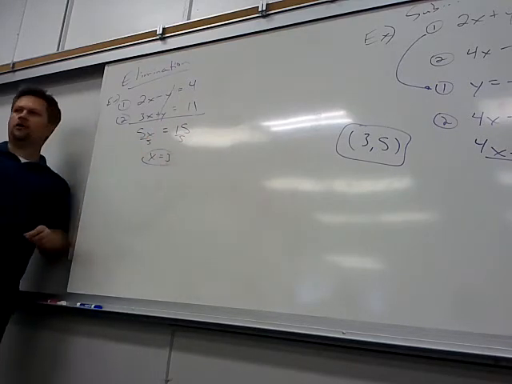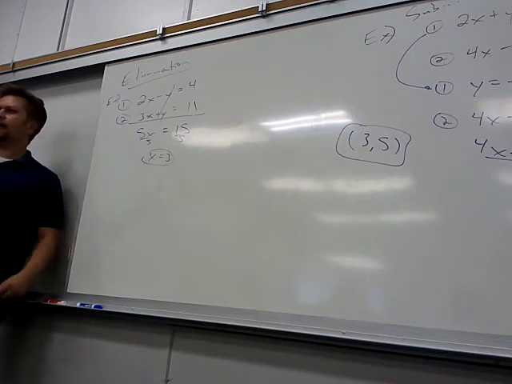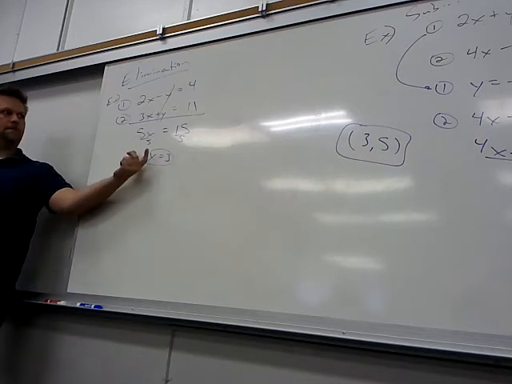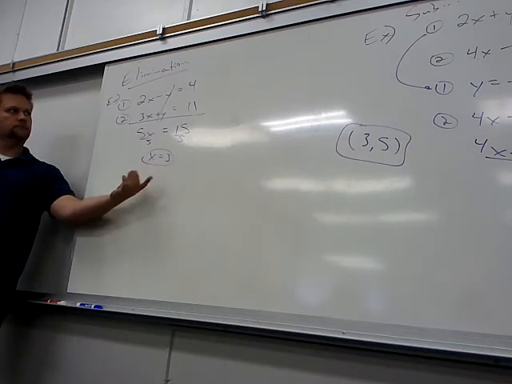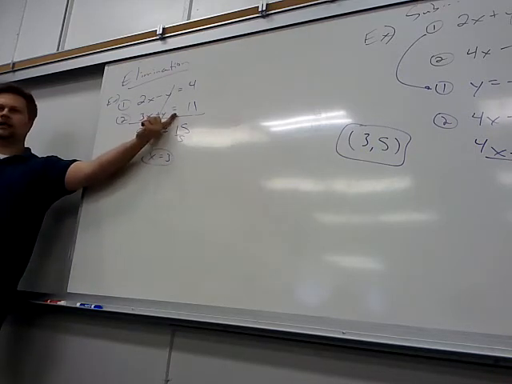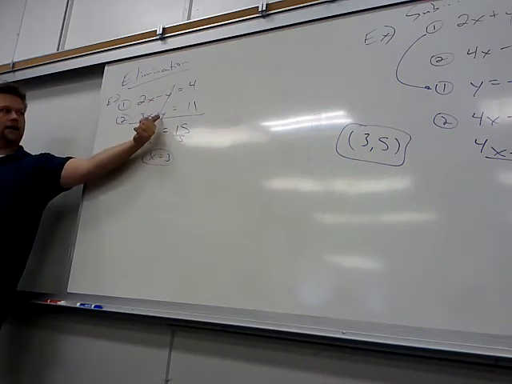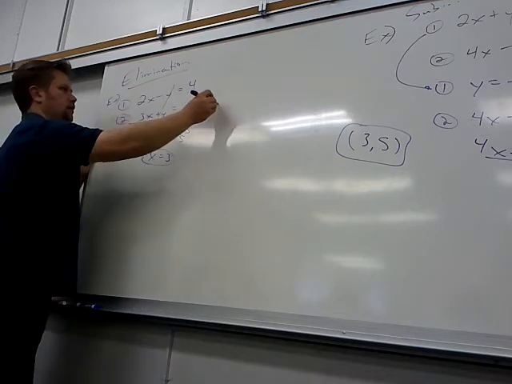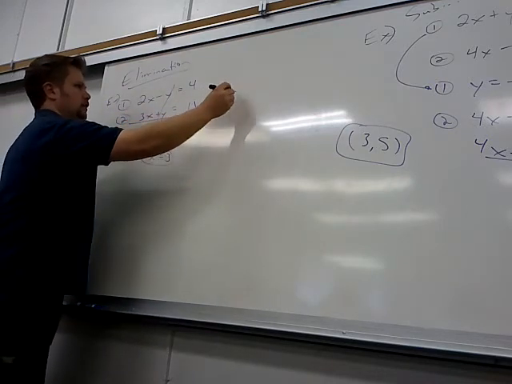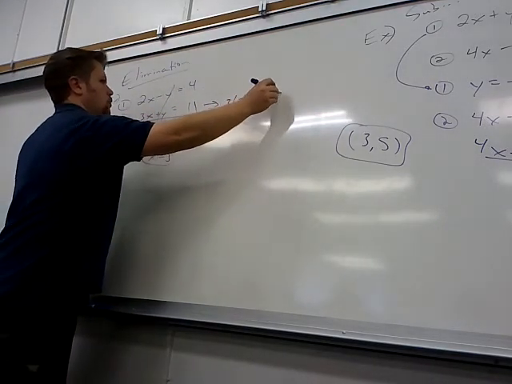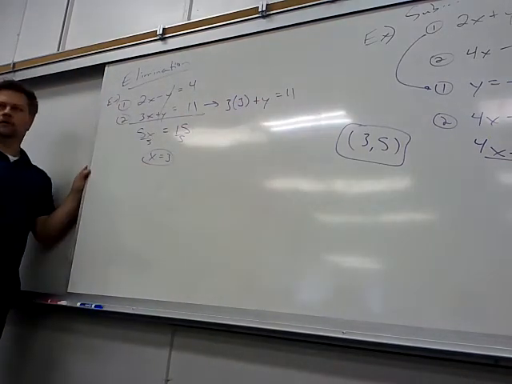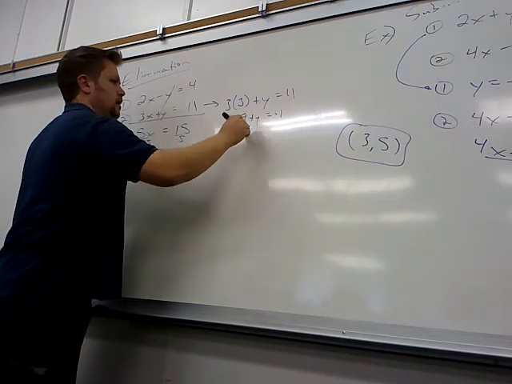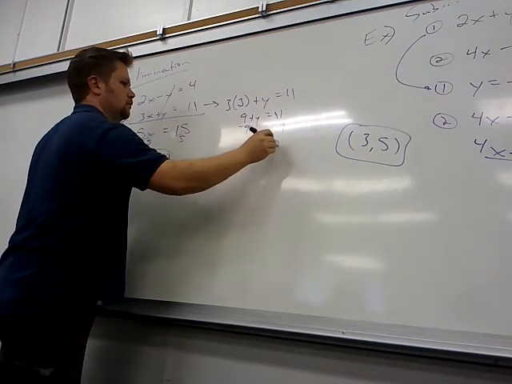X is 3. Now, the one bad part about elimination is you're not going to have an equation that's already solved, but who cares? Where should I plug the 3 in? In any variable? I'll plug it in the second one. You can plug it in either one, but the y here is at least positive already, right? Okay. You with me? So if I plug a 3 in, this will be 3 times 3 plus y is 11. So you get 9 plus y is 11, so minus 9, y is 2.